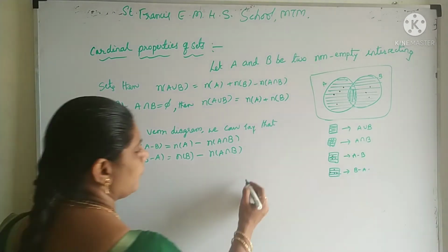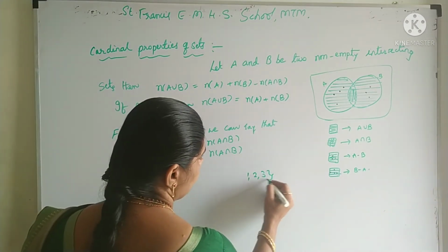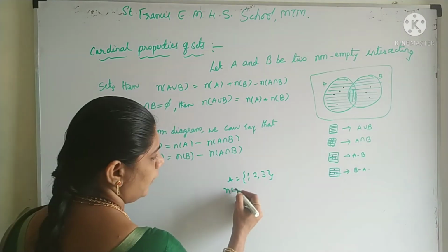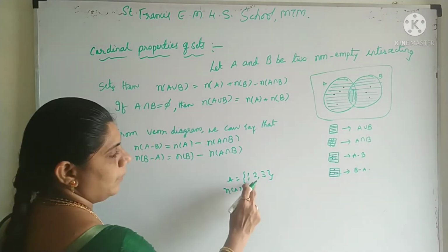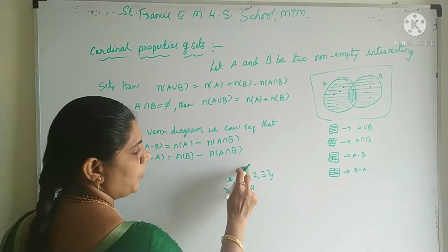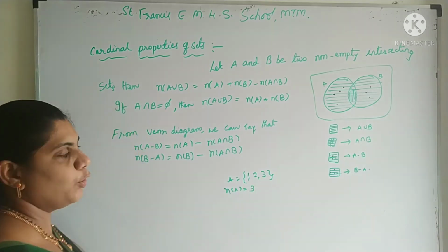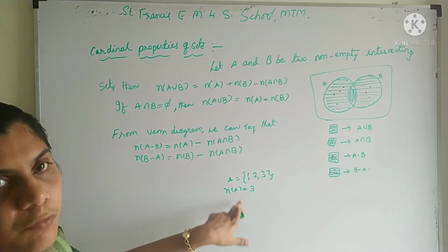So see, 1, 2, 3. These are the three elements you have in the set A. What is the cardinal of A? It will be 3. So the total number of elements in a particular set, that number is represented with n of A. n of A is nothing but the cardinal of A.